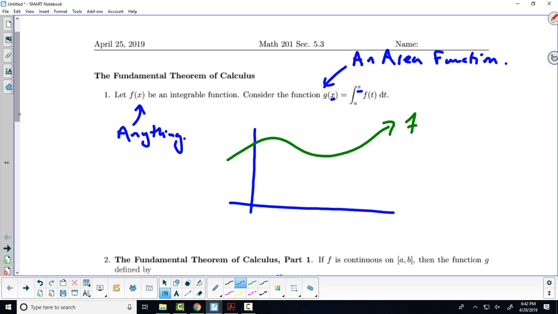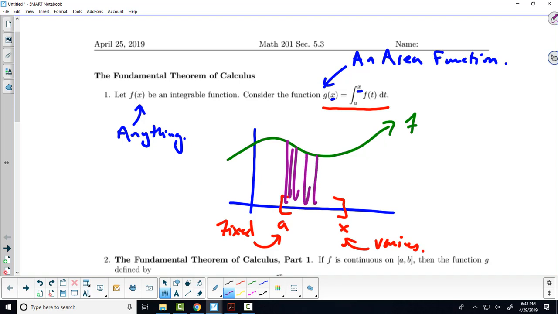So where do we start measuring the area? We start measuring at a, and we stop measuring it when we get to whatever the input value of the function is. So here's x, but this is fixed. I need you to think of this as being fixed, but this varies. It is the variable. So what does g of x determine? It determines the definite integral. Okay. It is the definite integral.